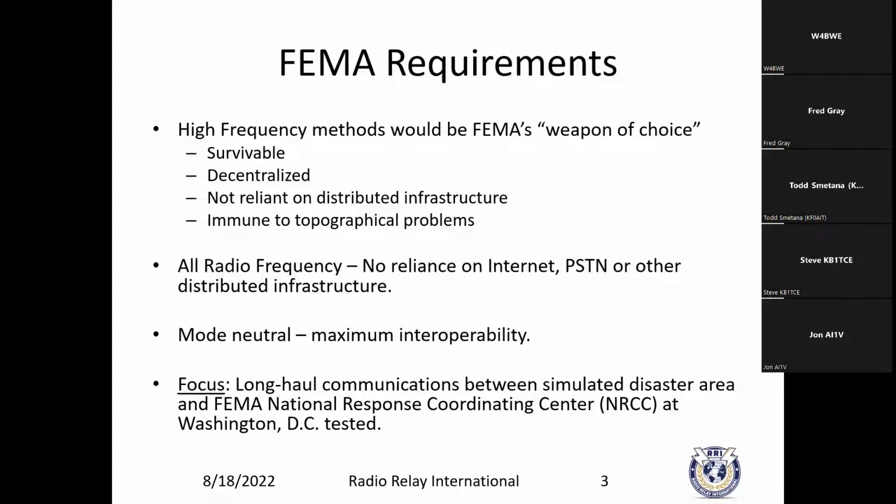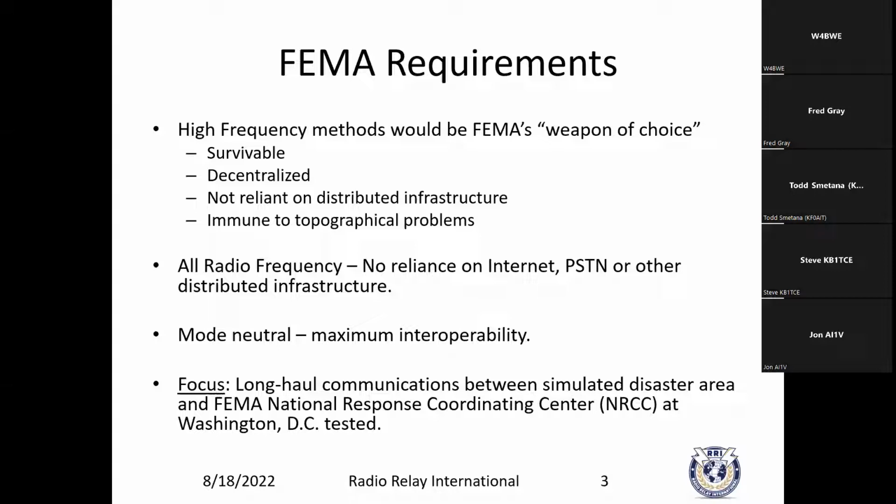Obviously, it includes many of the factors that are beneficial within the amateur radio service, one of which is the naturally dispersed individuals within the disaster area, the fact that the amateur radio service is decentralized, obviously not reliant on distributed infrastructure, and high-frequency radio, of course, being immune to topographical problems and the like. So, the lack of reliance on, say, distributed infrastructure in the form of the public switched telephone network, the internet, et cetera, was the main reason for the interest.